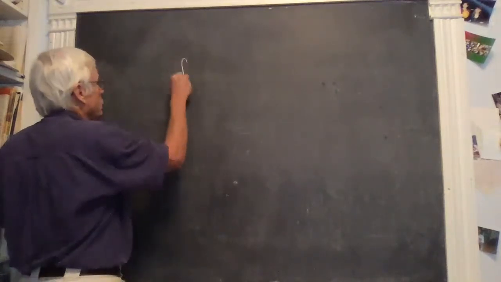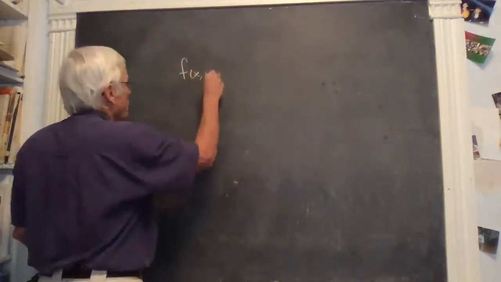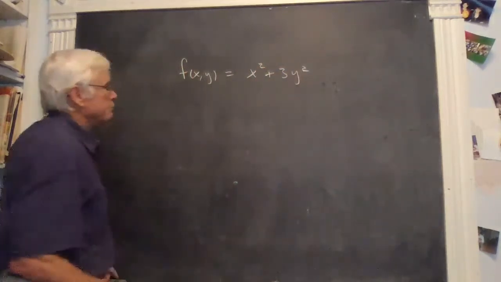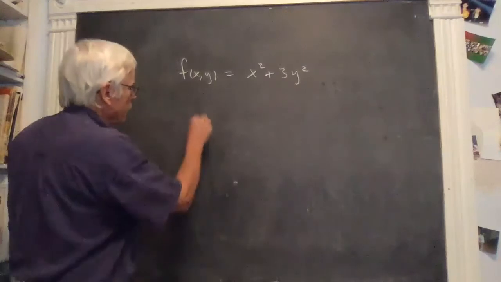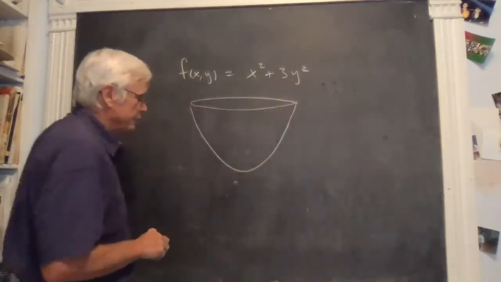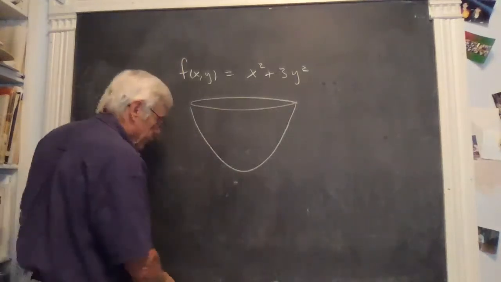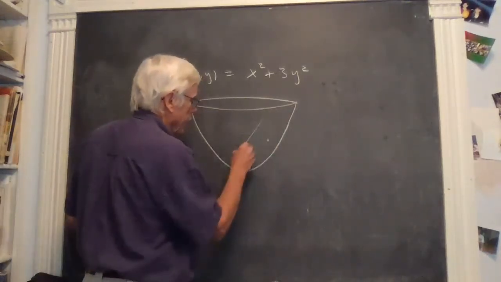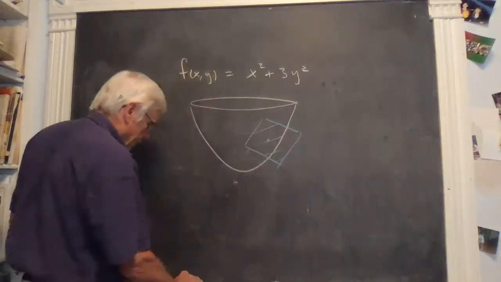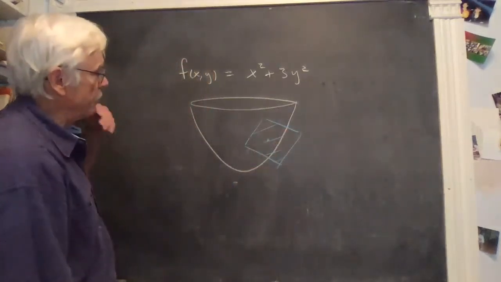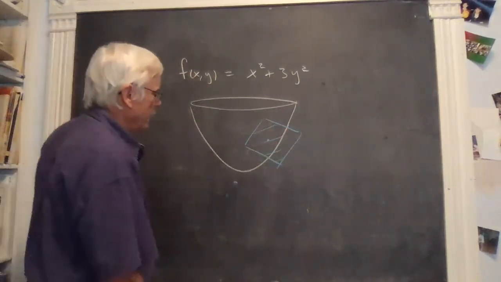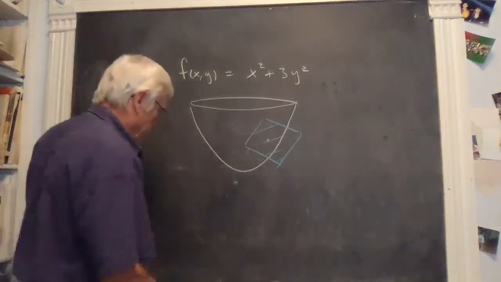So if I give you a function of x and y, like x squared plus 3y squared, and we look at the graph, this is a paraboloid. And at some point here, there is a tangent surface. It will be a tangent plane. And we know how to find the slope of that tangent plane in the x direction and the slope in the y direction.